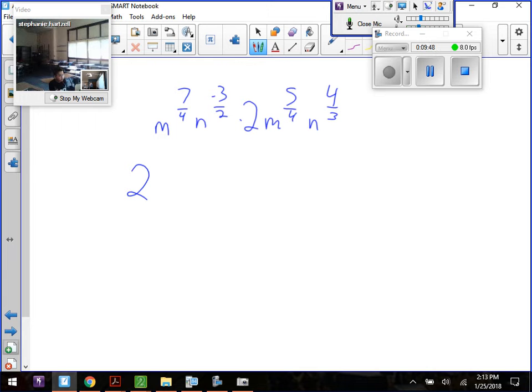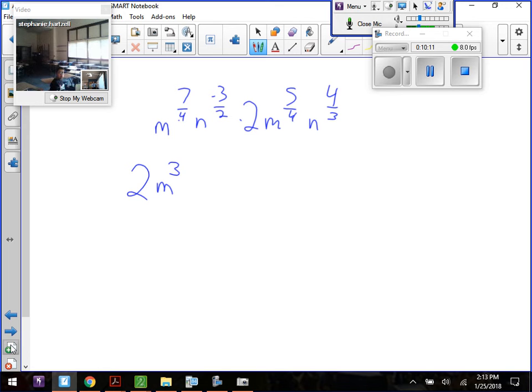M's. I have the same base, different exponents, and I'm multiplying, so what I do to the exponents is add. What is 7/4 and 5/4? 12/4. So m to the 12/4, which we know to be m cubed.